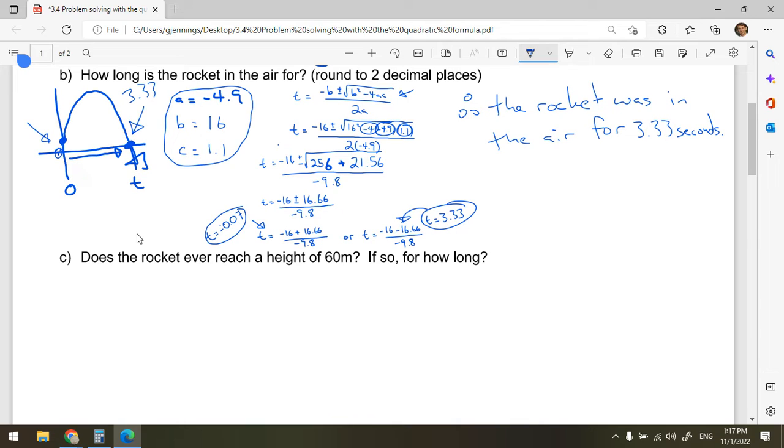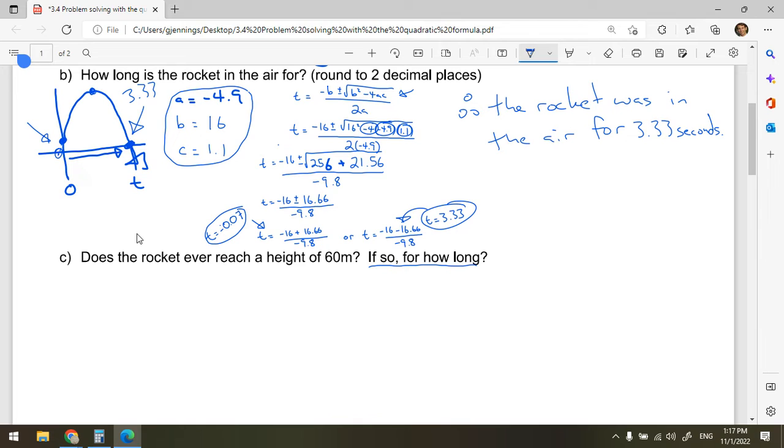Let's keep going. Now, let's say we want to know if the rocket reaches a height of 60 meters. There's a couple ways we could answer this. We could find the vertex and then find out how high the vertex is. And if it's higher than 60, we would have an answer of yes. But then we don't know how long it is at 60 meters. We wouldn't be able to answer the second part of the question. Okay? What we need to look at is here our visualization.